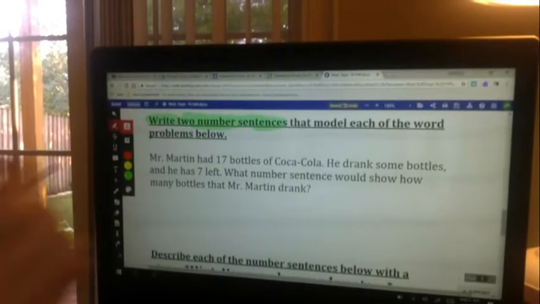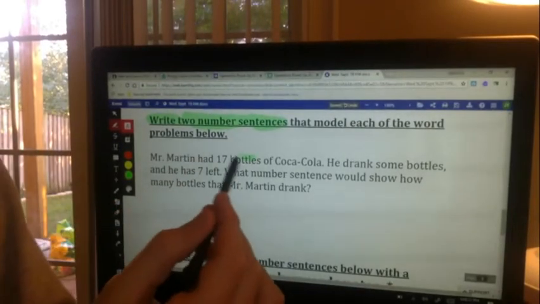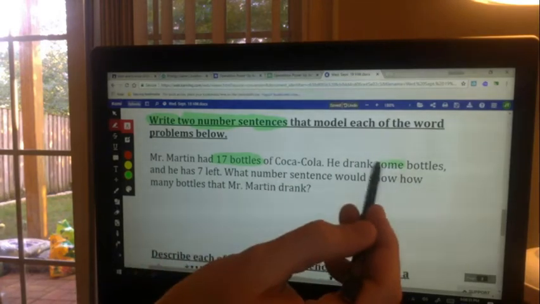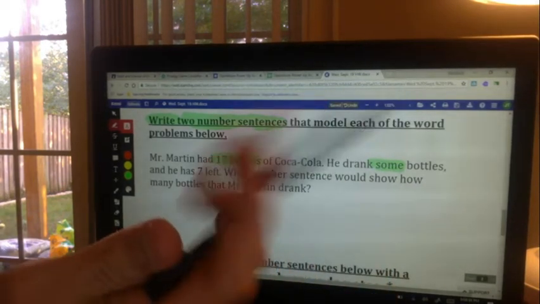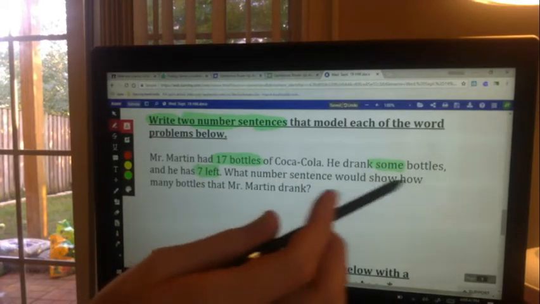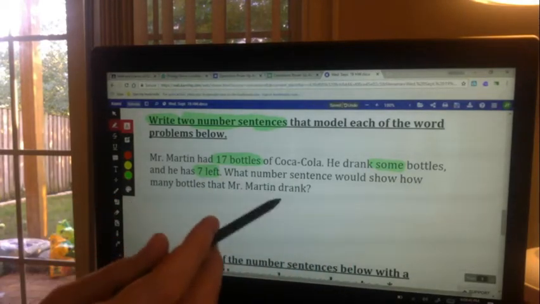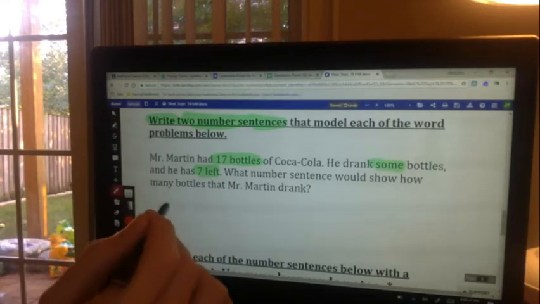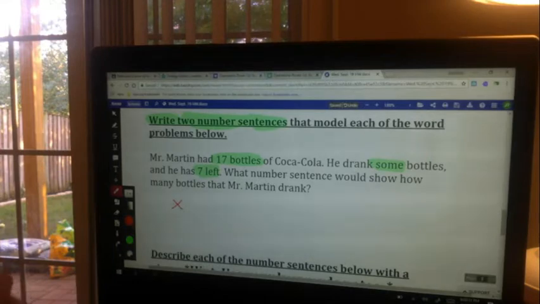All right, so Mr. Martin had 17 bottles of Coca-Cola. He drank some. How many did he drink? We don't know. He drank some. And he has 7 left. What number sentence would show how many bottles that Mr. Martin drank? Well, first thing I'm going to do is pick a variable. Because it's the most common one, I like to use X. So I'm going to use X.